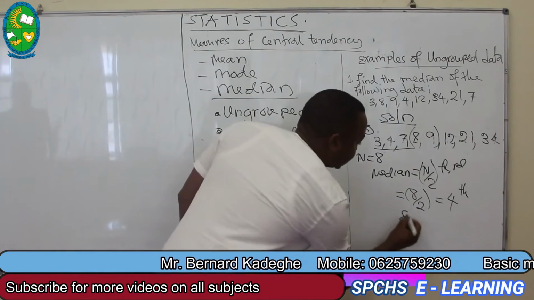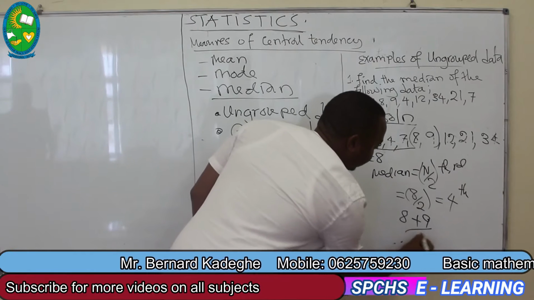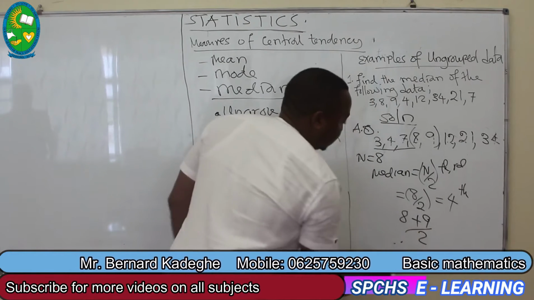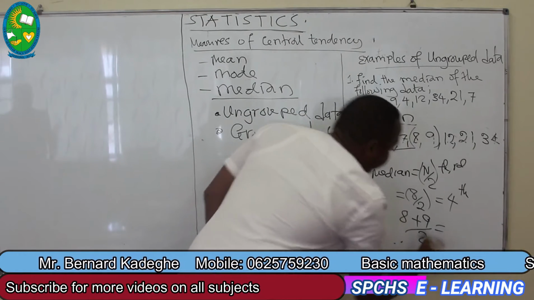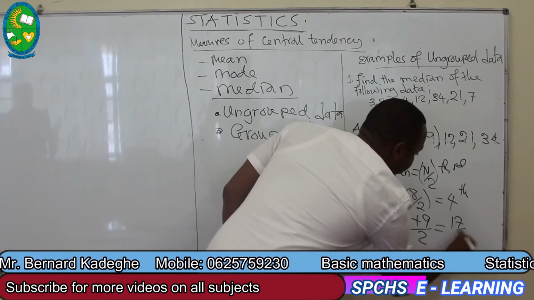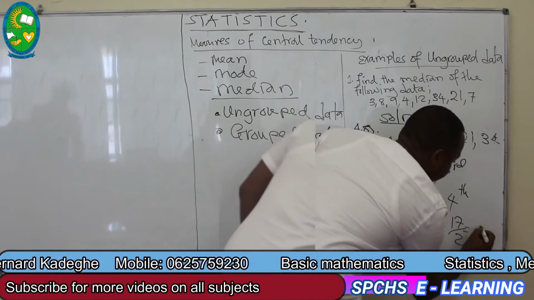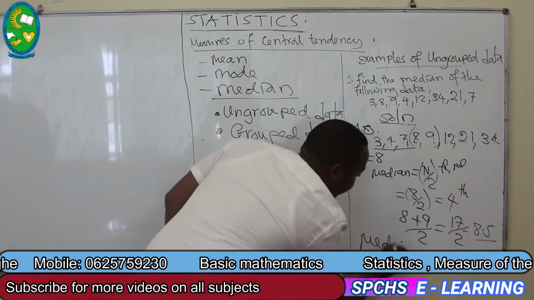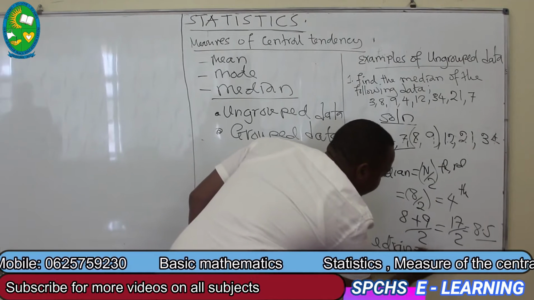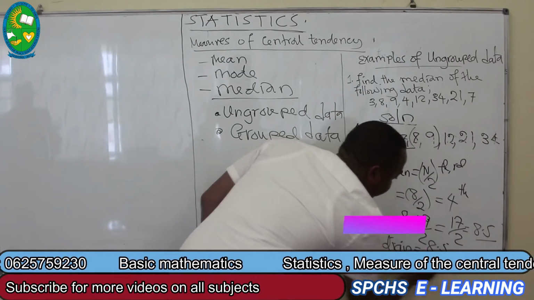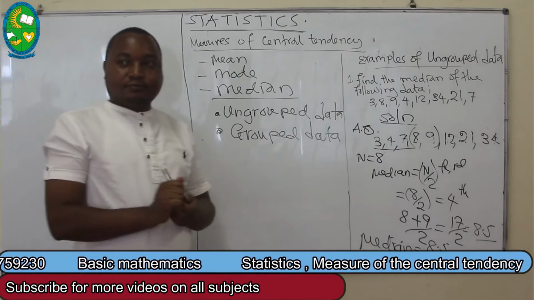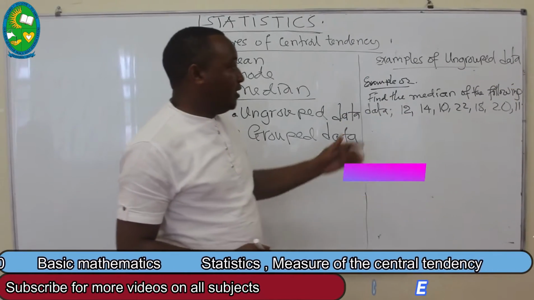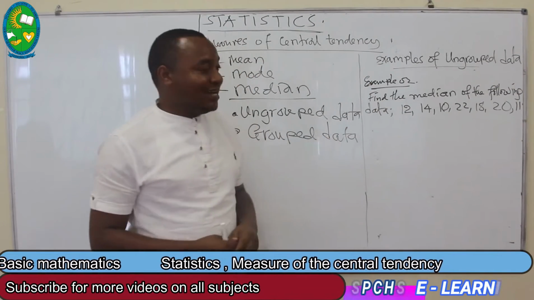So we have 8 plus 9 divided by 2, which is 17 divided by 2, it is 8.5. And this will be the median, 8.5.